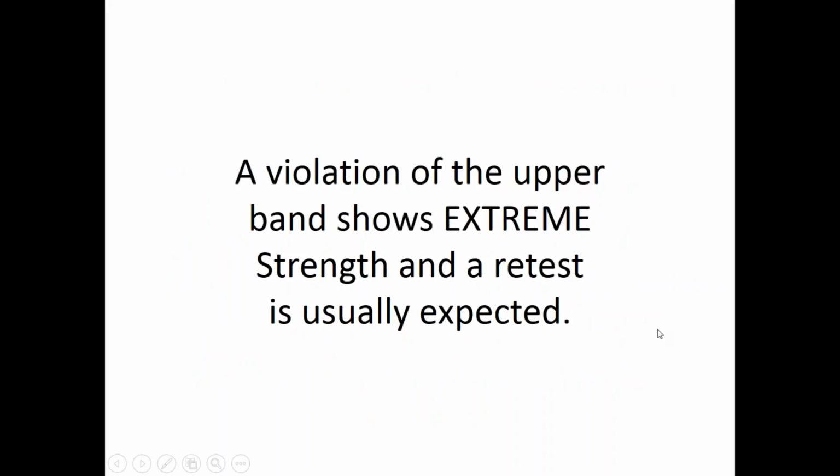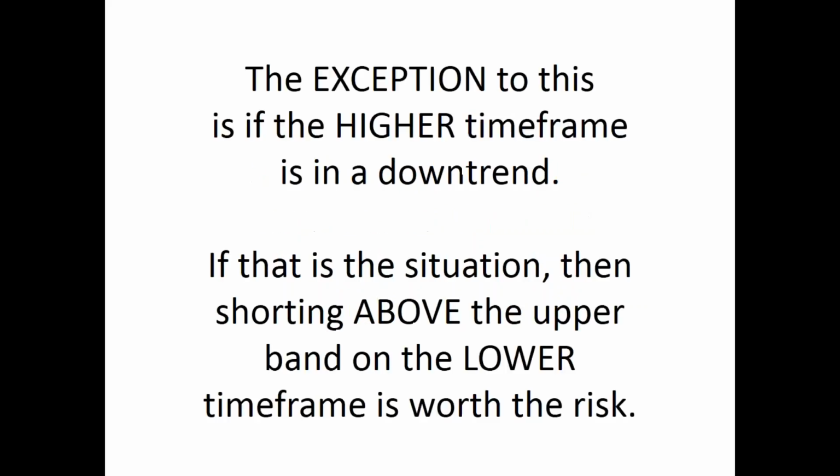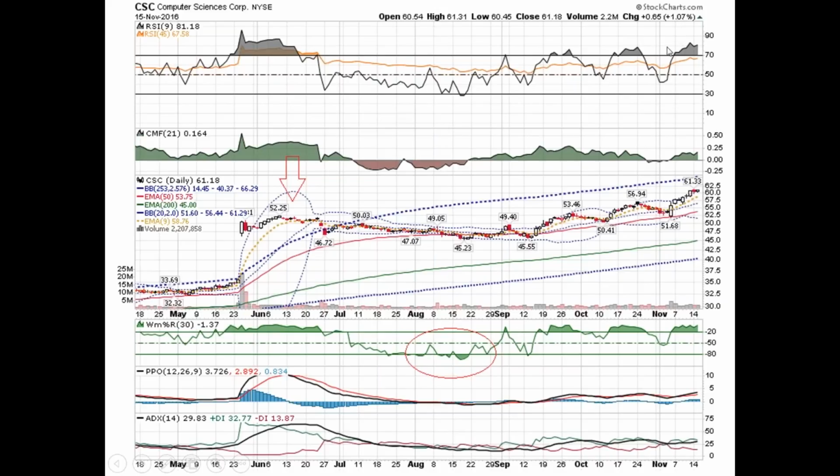Now again, the first setup is the price under the upper extreme Bollinger Band. Now, a violation of the upper band, to me, shows extreme strength, and we usually expect a retest. The exception to this is if the higher time frame is in a downtrend. If that is the situation, then shorting above the upper band on the lower time frame is worth the risk. Not dissimilar to what we just saw with the VIX, right? Not dissimilar to that at all.